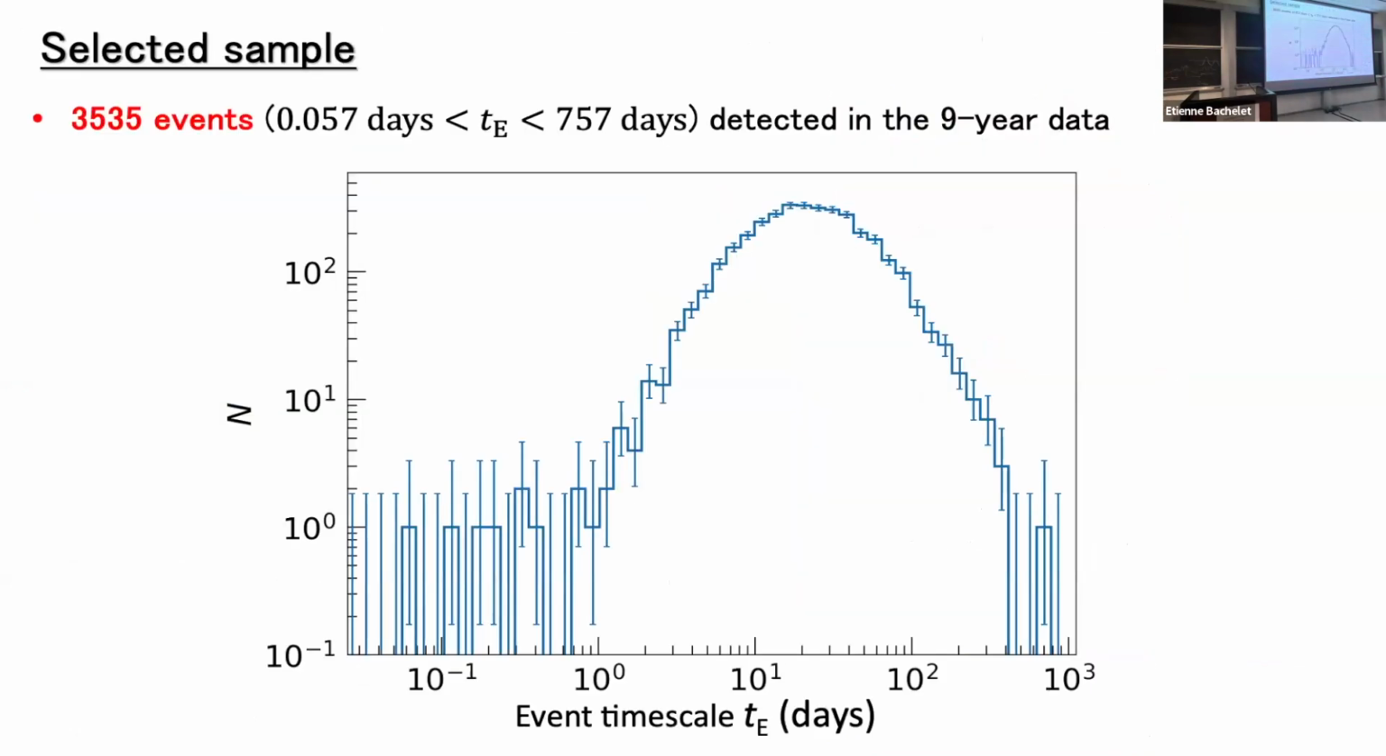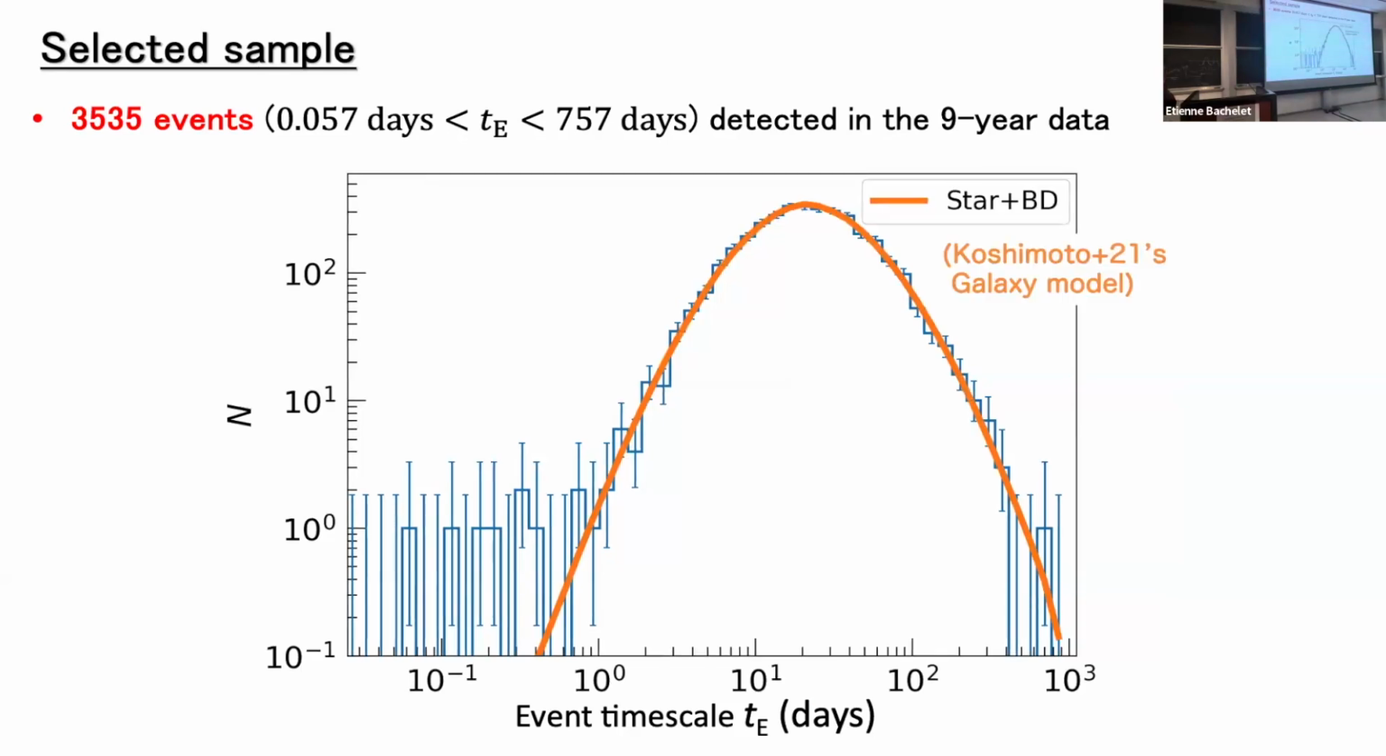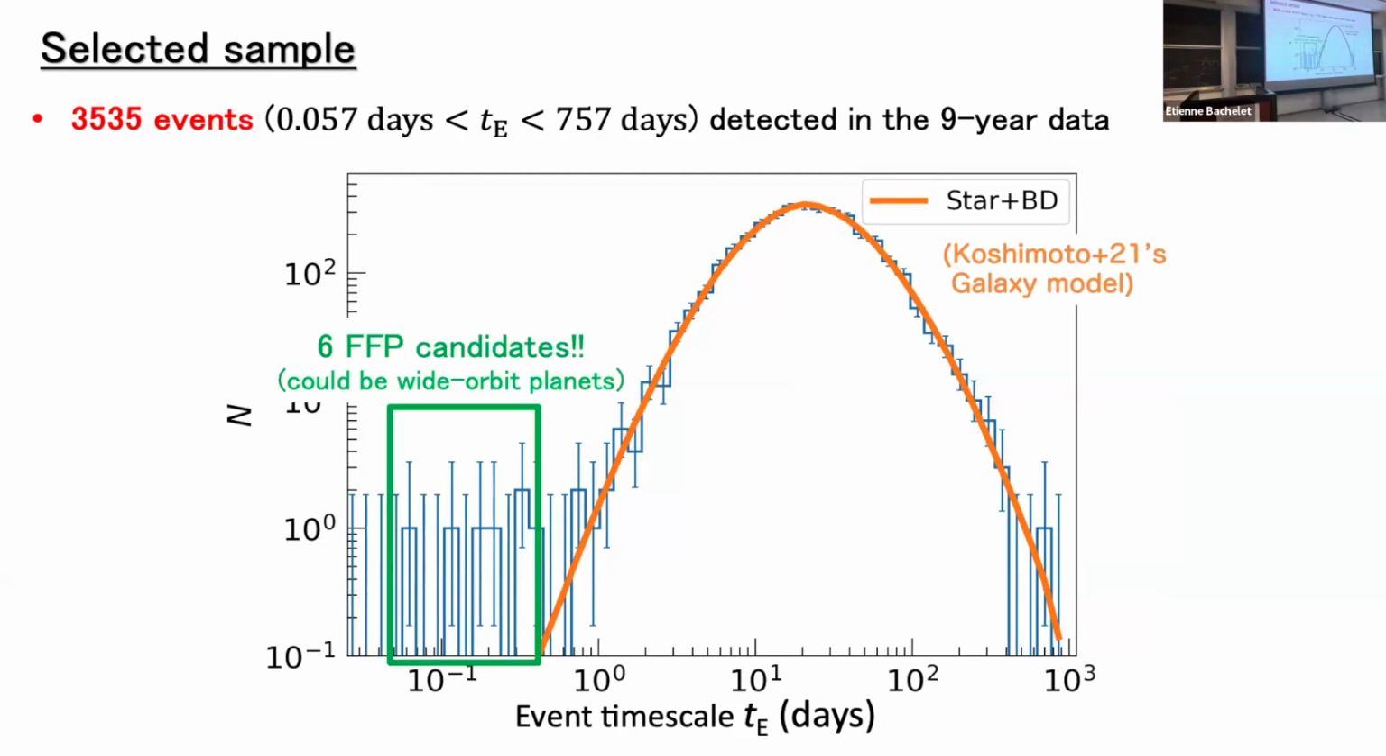And here are our selected about 3,500 events, shown as a function of event time scale tE, ranging from 0.057 days to 757 days. Most of this distribution can be well explained by a model of our galaxy that considers only star and brown dwarf components. But it is obvious that this star plus brown dwarf model cannot explain the short portion of this distribution. So these 6 are FFP candidates.